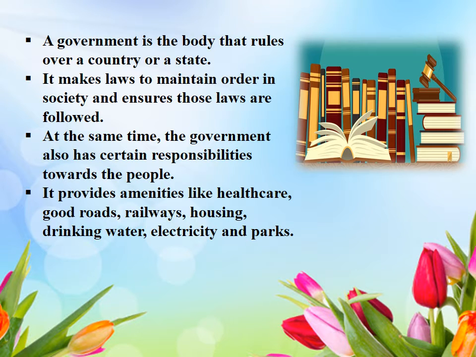A government is the body that rules over a country or a state. It makes laws to maintain order in society and ensures those laws are followed. At the same time, the government also has certain responsibilities towards the people. It provides amenities like health care, good roads, railways, housing, drinking water, electricity, and parks.